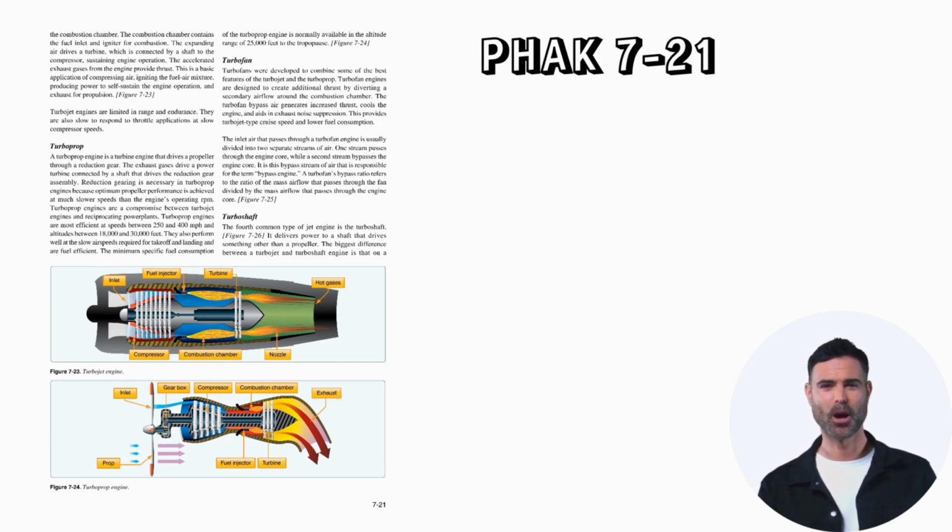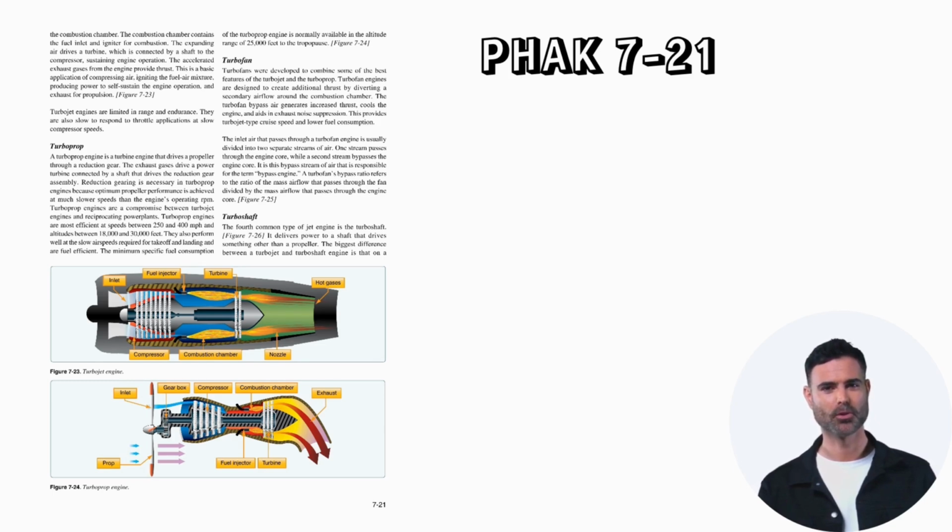Turboprop. A turboprop engine is a turbine engine that drives a propeller through a reduction gear. The exhaust gases drive a power turbine connected by a shaft that drives the reduction gear assembly. Reduction gearing is necessary in turboprop engines because optimum propeller performance is achieved at much slower speeds than the engine's operating RPM. Turboprop engines are a compromise between turbojet engines and reciprocating power plants.